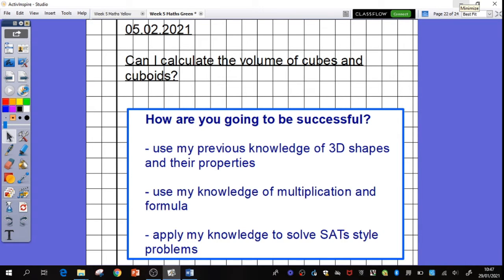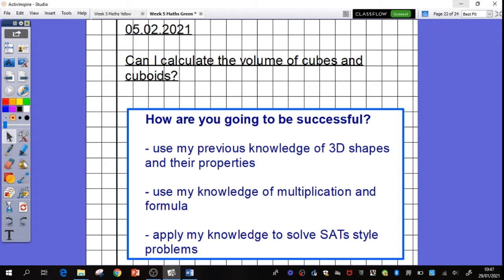So today we're going to be continuing to calculate the volume of cubes and cuboids. We're going to be using that within problems today. To be successful, you're going to need to use your previous knowledge of 3D shapes again, and you're going to use your knowledge of multiplication and our formula to find volume in order to solve these problems.